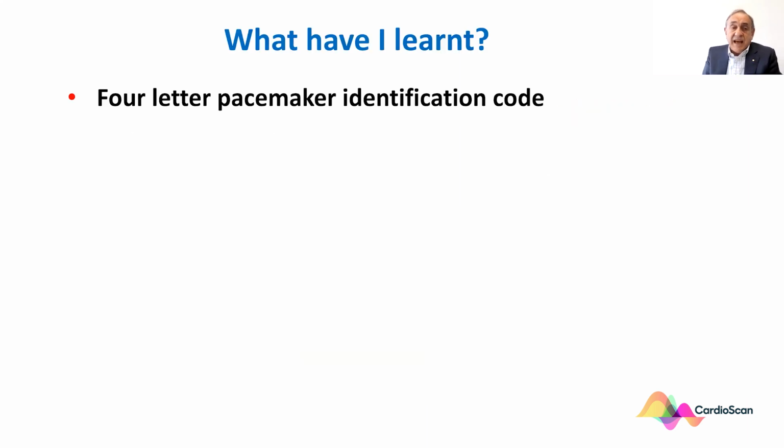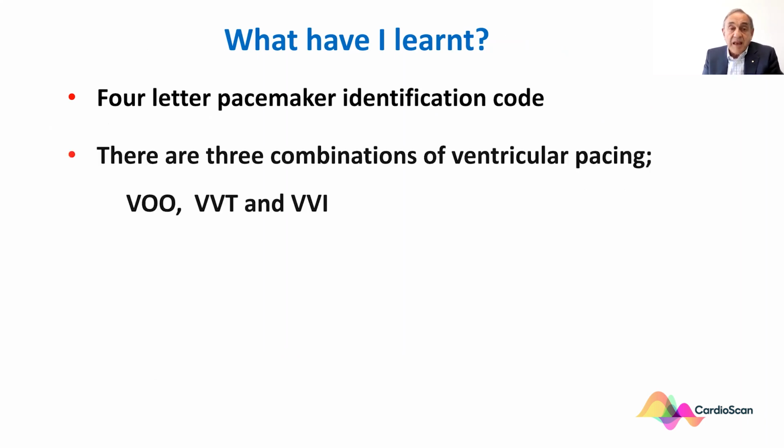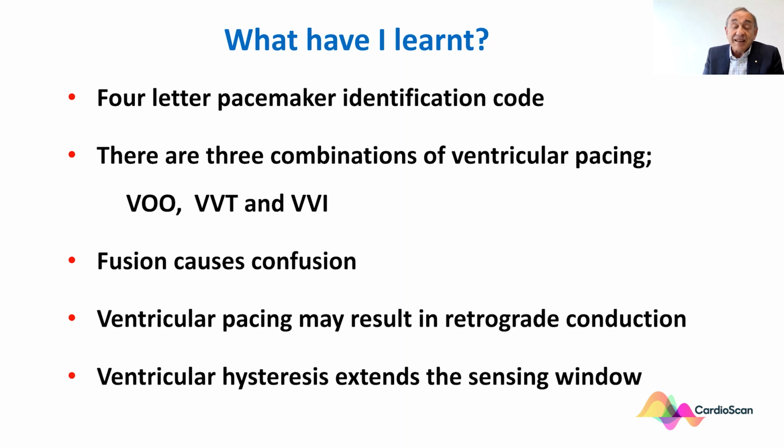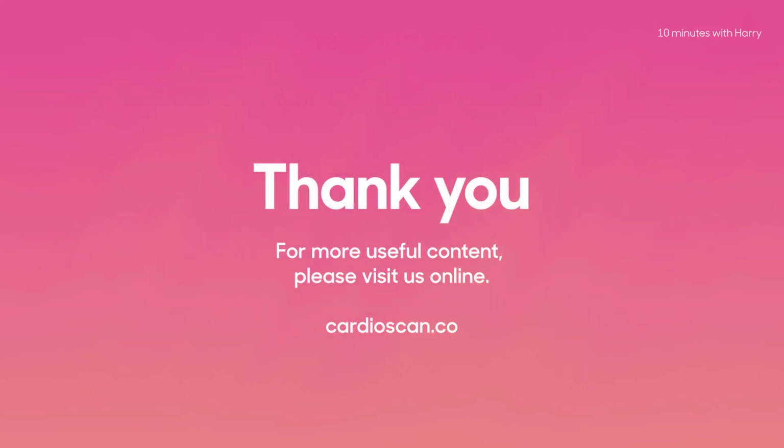So what have I learned today? There is a 4-letter pacemaker identification code. There are 3 combinations of ventricular pacing: VOO, VVT, and VVI. Fusion causes confusion, and ventricular pacing may result in retrograde conduction. Ventricular hysteresis extends the sensing window.